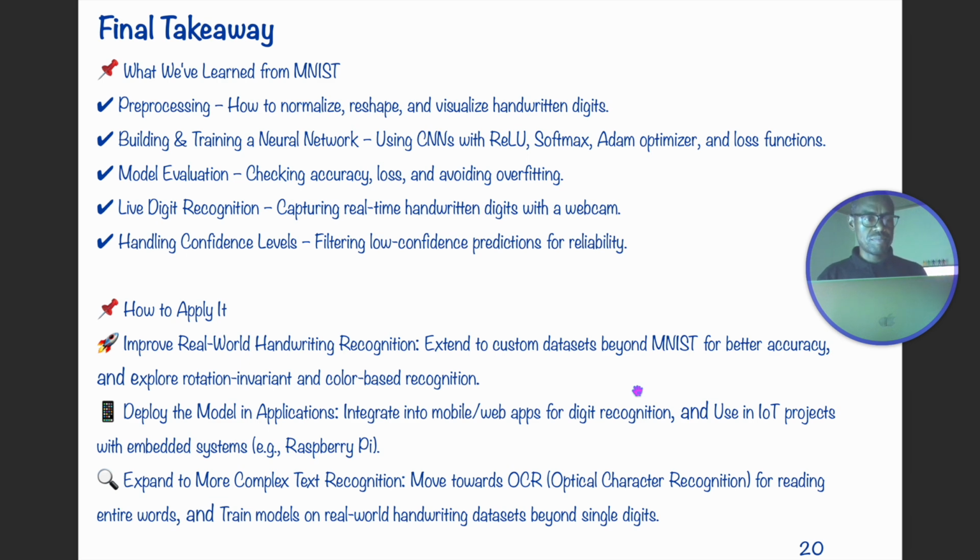How do we apply it? We apply this knowledge to improve real-world handwritten recognition, to extend the custom datasets beyond MNIST for better accuracy, and explore rotation invariant and color-based recognition. We'll deploy the model in applications like integrating it into mobile and web apps for digit recognition, and use it in IoT projects with embedded systems. We can expand it to more complex text recognition, like OCR for reading entire words, not only a single digit.